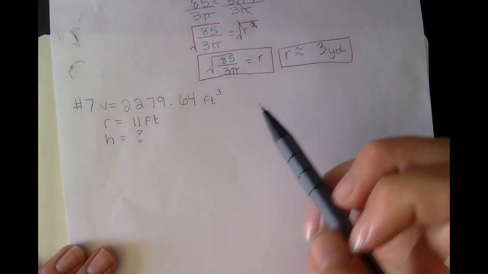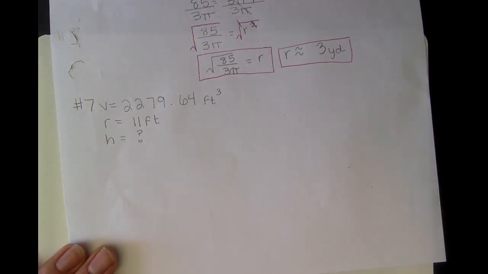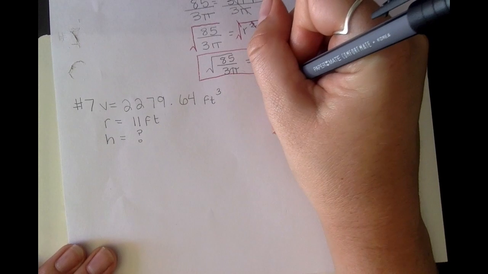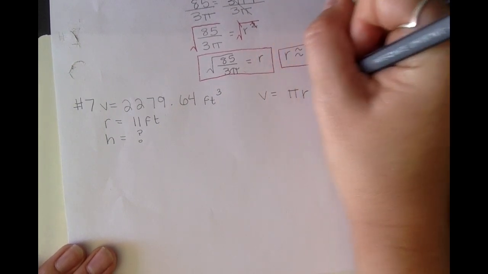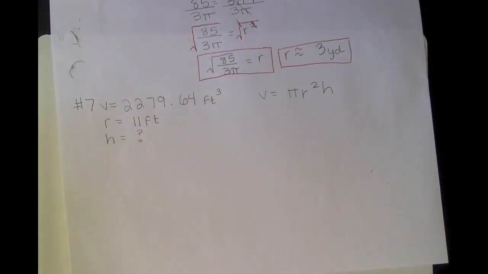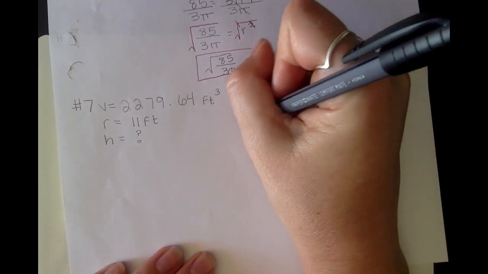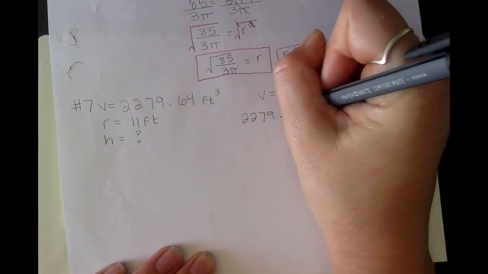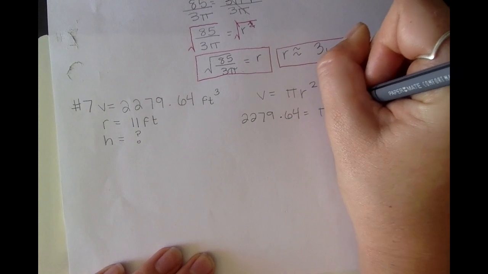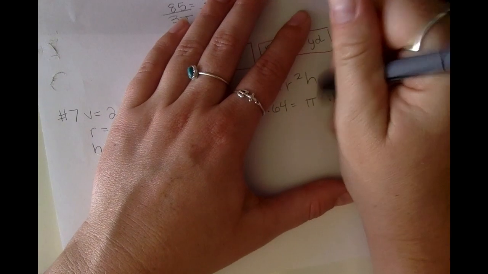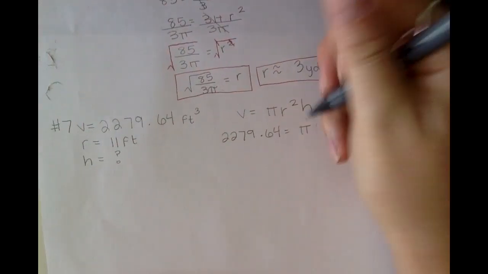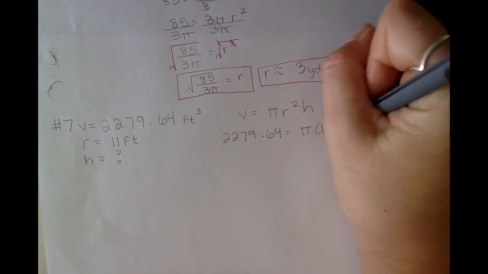So for number 7, I'm going to plug in what I have. I'm talking about a cylinder. So a cylinder is the volume equals pi r squared times my height. And now I plug in what I know. So I have my volume is 2279.64, which is equal to pi times my radius, 11, but I'm going to be squaring it, so let's save ourselves time. 11 squared is 121 times my height.